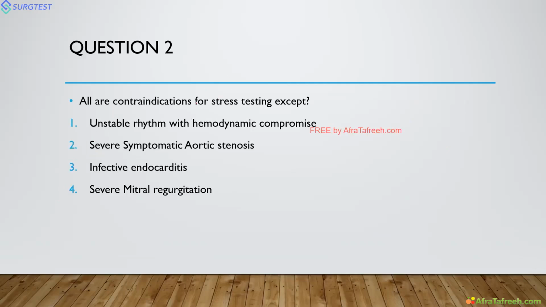These are all contraindications for stress testing except: unstable rhythm with hemodynamic compromise, severe symptomatic AS, infective endocarditis, severe mitral regurgitation. Most of you answered infective endocarditis, but active infective endocarditis is a contraindication for stress testing. The correct answer for this question is severe mitral regurgitation.